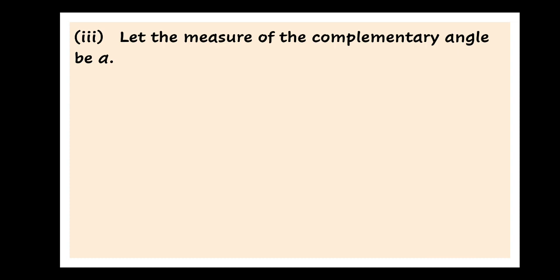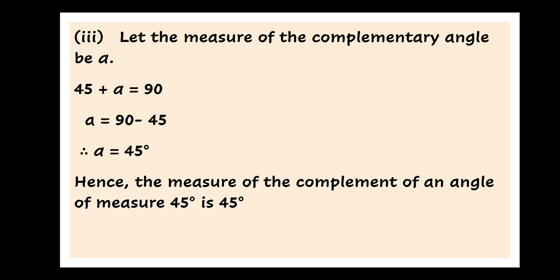Third one, let the measure of complementary angle be A degree. 45 plus A equal to 90 degree. A equal to 90 minus 45. A equal to 45 degree. Hence, the measure of complement of angle of measure 45 degree is 45.